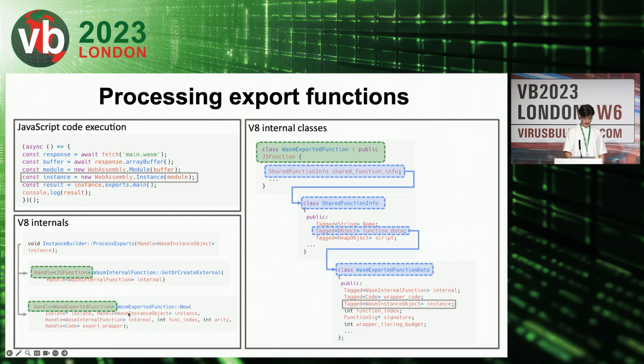There is this function here that is WASM exported function new that is creating the internal representation of the function in the V8 engine for each WebAssembly export function. And this gives us access to the shared function info and to the function data. The function data is one of the most important classes here for an exported function, as it gives us access to the wrapper code, which is a very important component, and we'll see how it is used after this slide. It also gives the instance associated with the function, the function index, and its signature, for example.